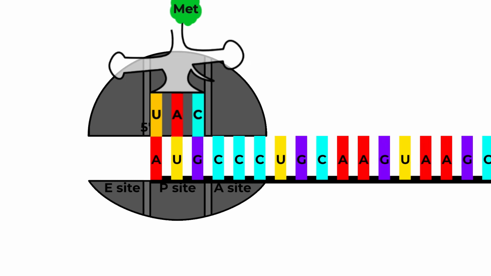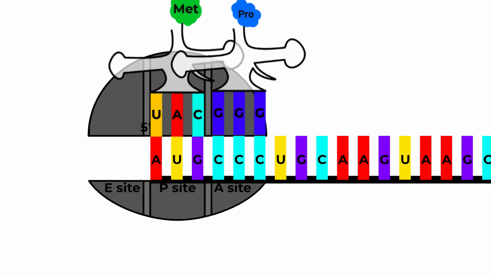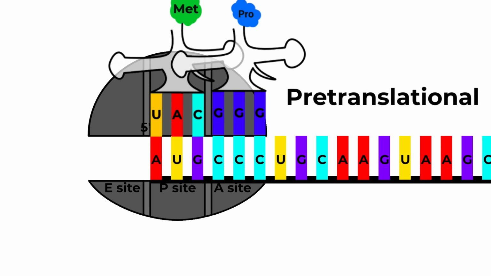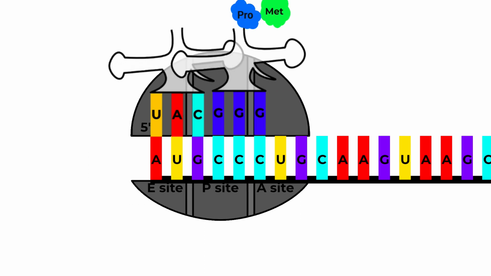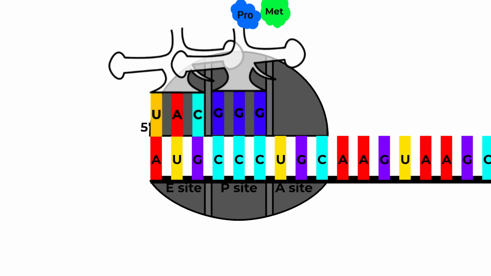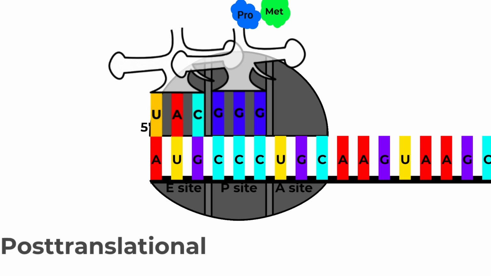A new tRNA can bind in the A site, bringing its corresponding amino acid with it. This state of the ribosome is called pre-translational. Now the tRNA, which is in the P or middle site, transfers its amino acid onto the amino acid bound to the tRNA in the A site. Ribosome and mRNA move along. This state now is called post-translational.